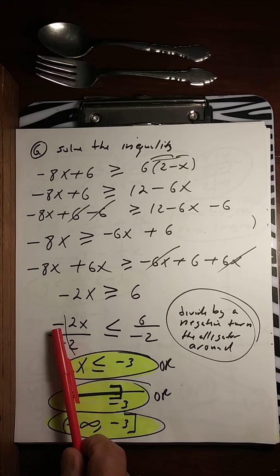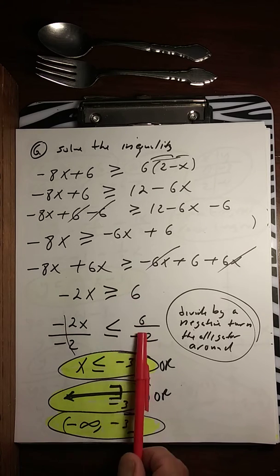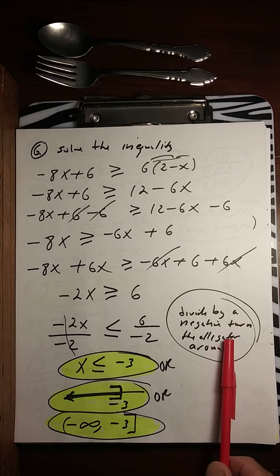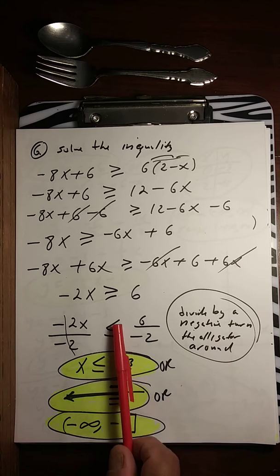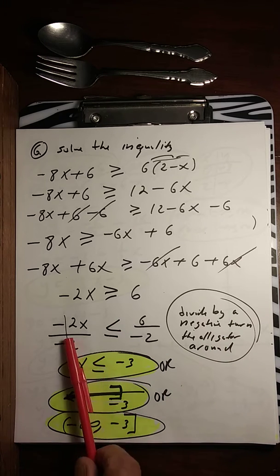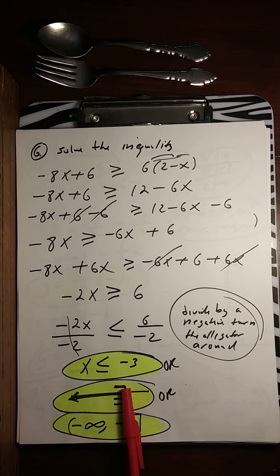Now, divide by negative 2, divide by negative 2. So you divide by a negative. Turn the alligator around. So this goes this way. So x is less than or equal to negative 3, or negative 3 this way, or from negative 3 to negative infinity. Like that.